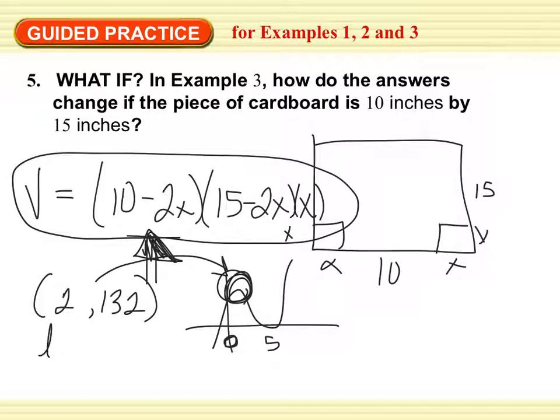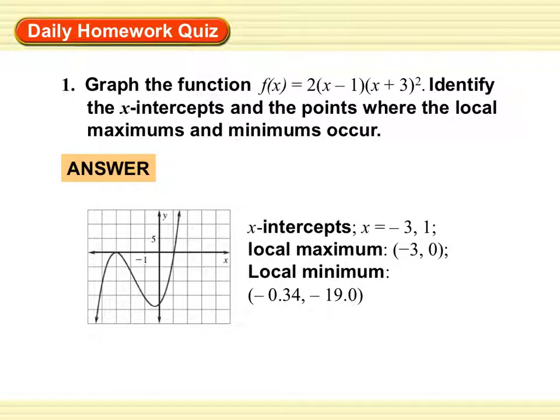So my length is going to be 10 minus 4, which is 6. My width is going to be 15 minus 4, which is 11. And my height is going to be 2. Sweet. All right, I've left the answers here for the daily homework quiz if you want to practice another one.